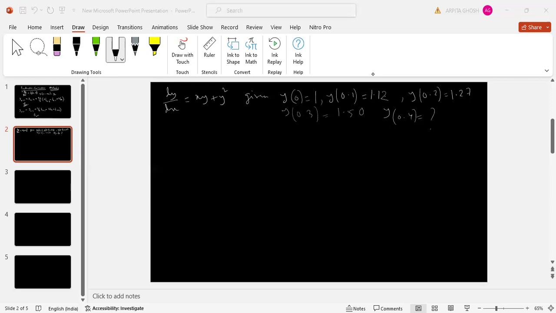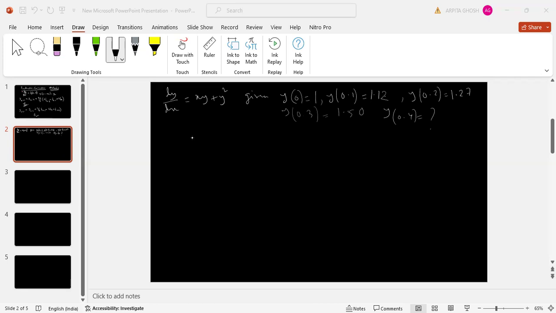What were the methods? Euler's method, that was one of them. Second one was the Runge-Kutta method. Runge-Kutta method of order 4 is there in your syllabus, and normal Euler's method is in your syllabus. After these two methods, Euler's and Runge-Kutta, next is your predictor corrector method.